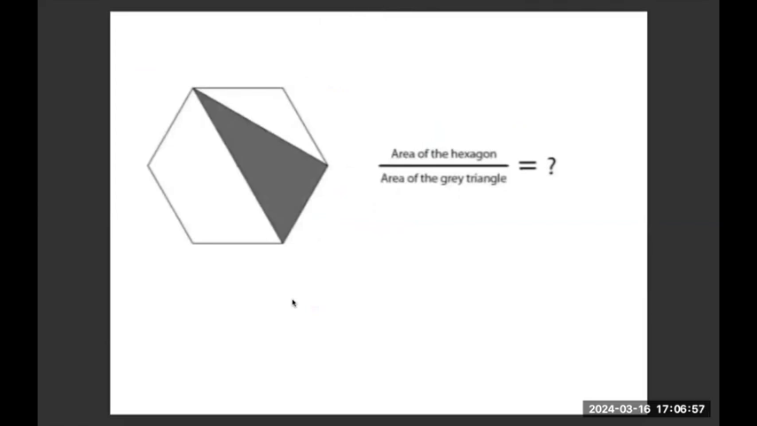Here, you're supposed to find the area of the hexagon upon the area of the gray part. Now, what it means is you are supposed to find the relationship between the gray part versus the whole hexagon. So I'm just drawing the relationship.